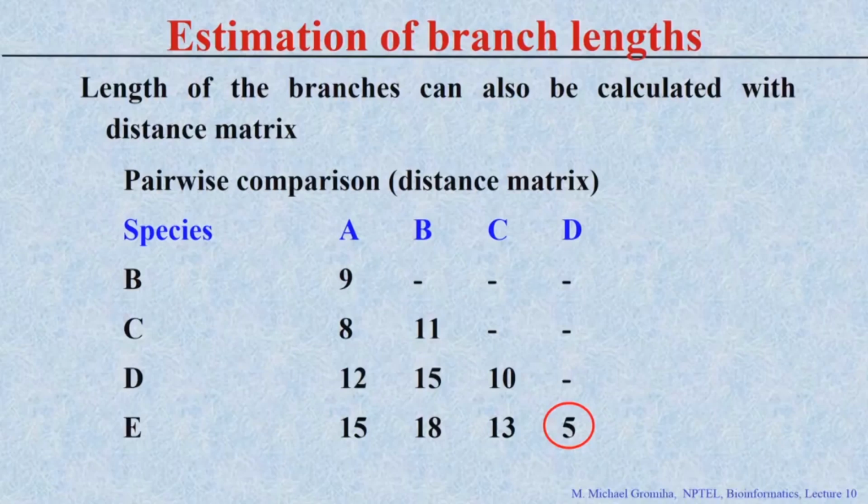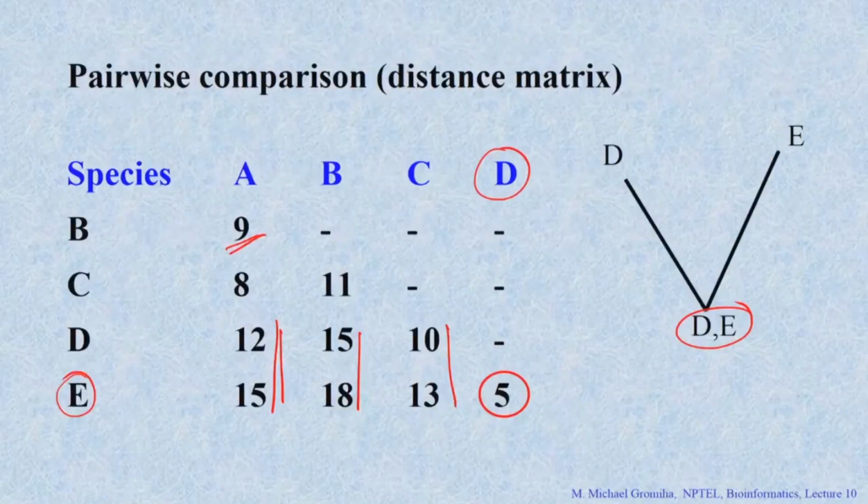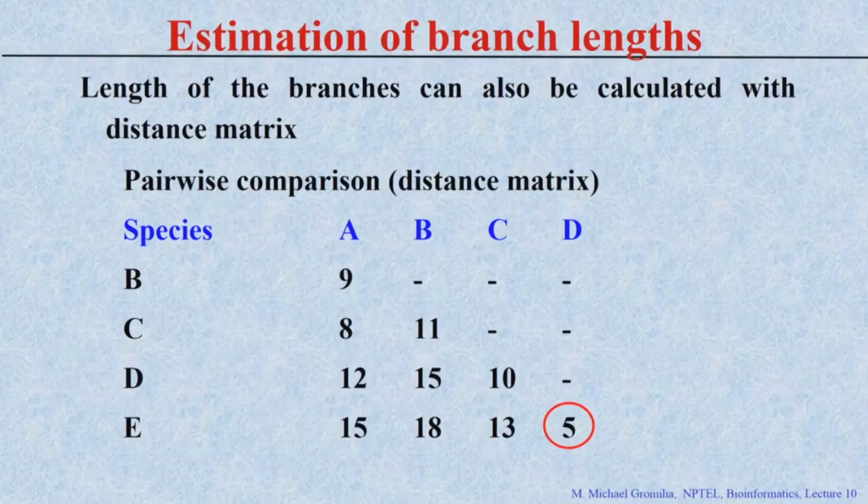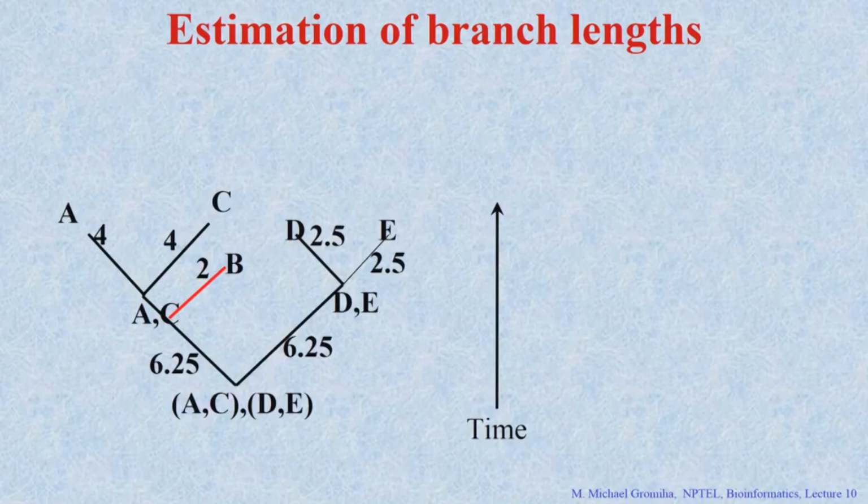We construct the matrix, right. This matrix is the same as the one we derived here, the same matrix. Now E and D is 5, we assume they evolved at the same time. If this branch is 5, then we divide this by 2, so each one will get 2.5. If D is here and E is here, this will take 2.5 and this will take 2.5.